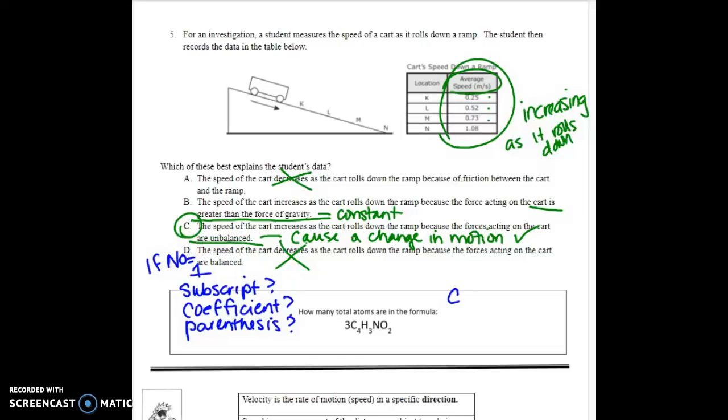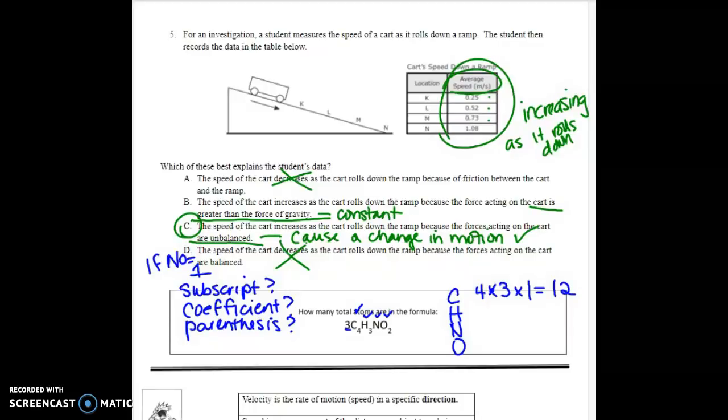So we start with carbon. Start by actually writing down all of the elements. I know there are 4 elements here because there are 4 capital letters. So for carbon, does it have a subscript? Yes, the subscript is 4. Does it have a coefficient? Yes, it does. That coefficient is going to be 3. So times 3. Is it part of parentheses? No, so no, 1. So it's going to be a total of 4 times 3 times 1 is 12.